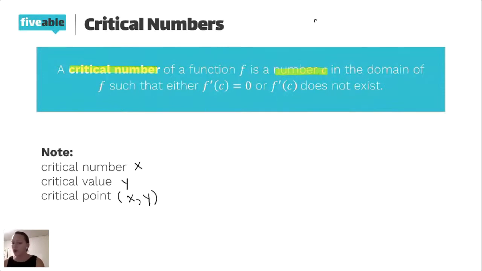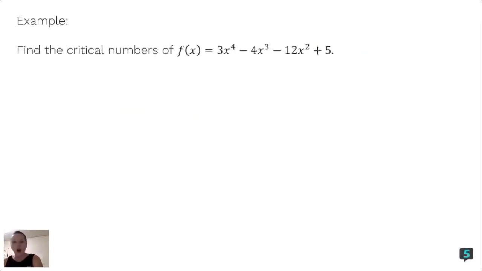Okay. So again, just to recap real quick, two criteria for critical numbers: f prime of c equals 0, or f prime of c does not exist. All right, so let's put this into action. We want to find the critical numbers of f of x equals 3x to the fourth minus 4x cubed minus 12x squared plus 5. Now, keep in mind, by definition, we are looking for when f prime of x equals 0, or when f prime of x does not exist.